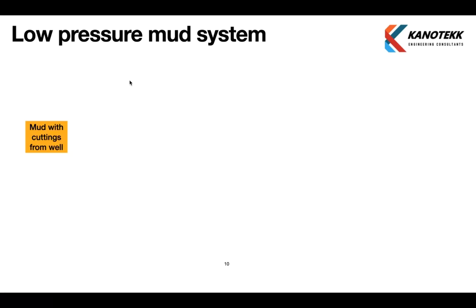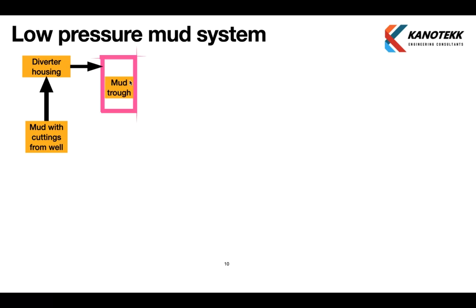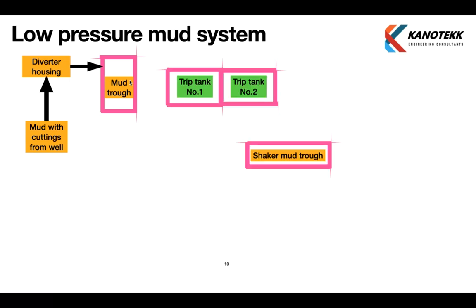Okay, now we will see like mud which returns. So in this slide, we'll be seeing the mud with cuttings which returns, because we already supplied high pressure mud inside the well. So now once it is discharged through drill bit, the mud with cuttings from well will return back to diverter housing. There is a process. So from diverter housing, it comes to a mud trough. There will be a mud trough, so it collects the mud. So there will be drip tanks. We'll describe detail about drip tanks later in the next slides.